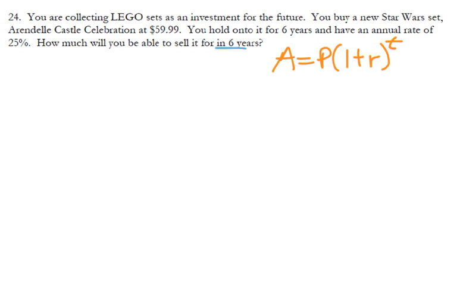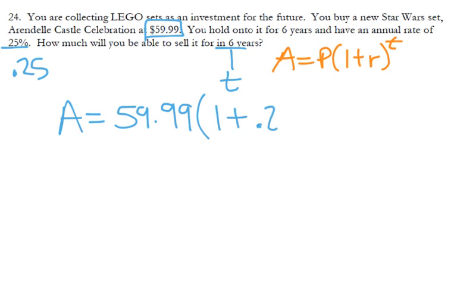So, 6 years, that's our time, right? Our rate is 25, so we make it 0.25, and our principal, $59.99. So we want to know what we can sell this for in 6 years.